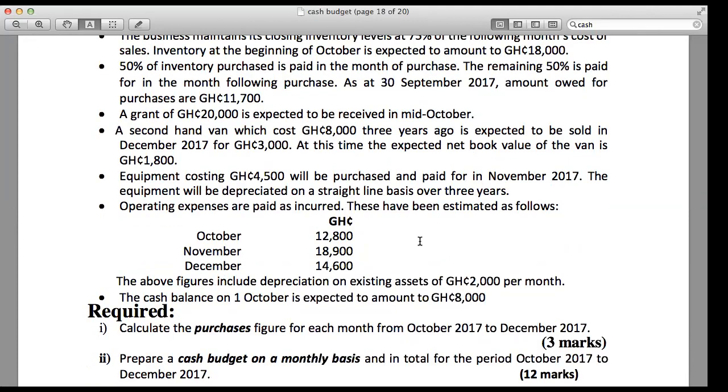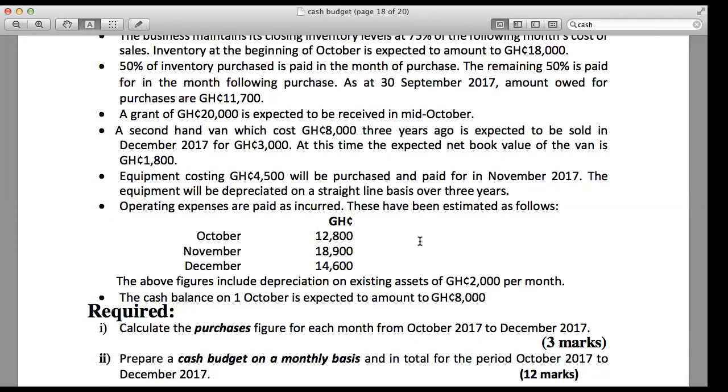Now let's see the last but one note. It states that operating expenses are paid as incurred. These have been estimated as follows. Good. Paid as incurred, so October will be settled in October, November in November, and December in December. So that is it. The above figures include depreciation on existing assets of 2,000 per month.